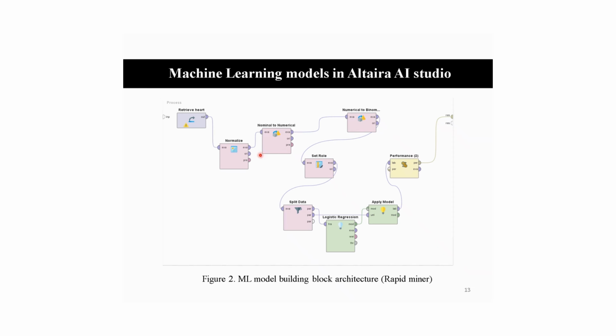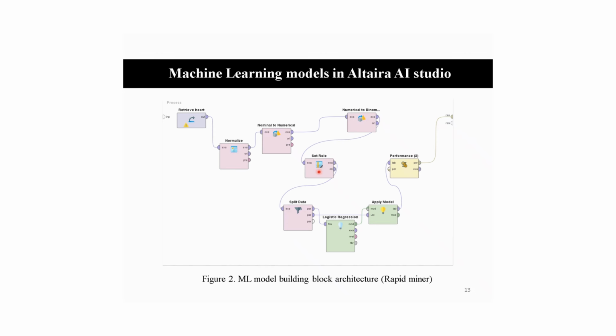After this, similarly I drag and drop nominal to numerical. Basically, here sex is the nominal feature. I have to convert this to numerical, meaning male gets 0 value and female gets 1, like this. After that I drag and drop the numerical to binomial block. Here I select attribute filter type as single, and the feature is heart disease. Basically it is the label.